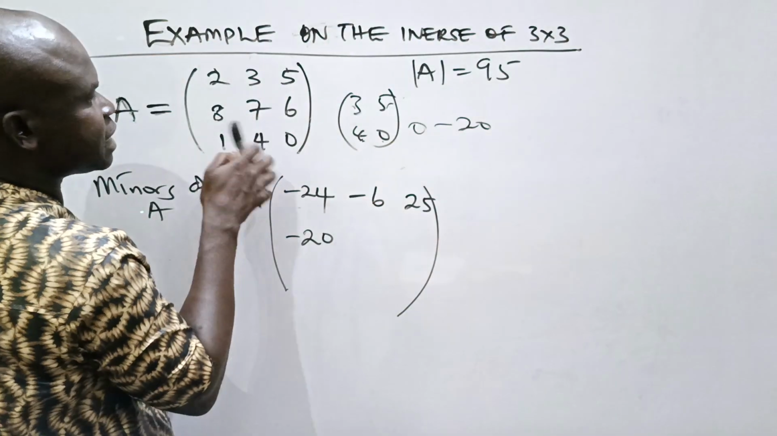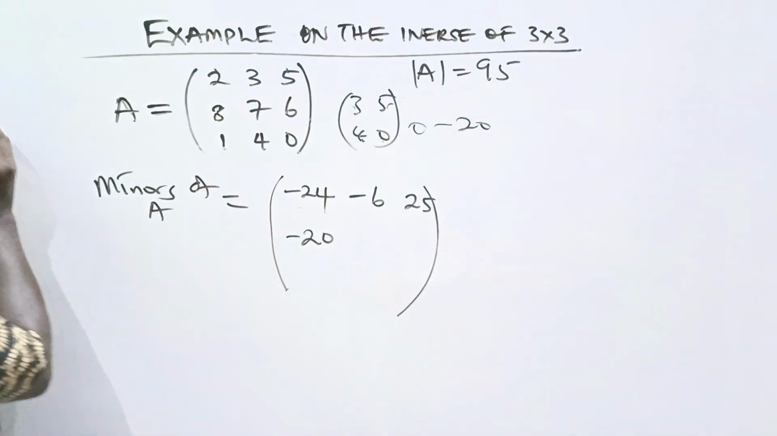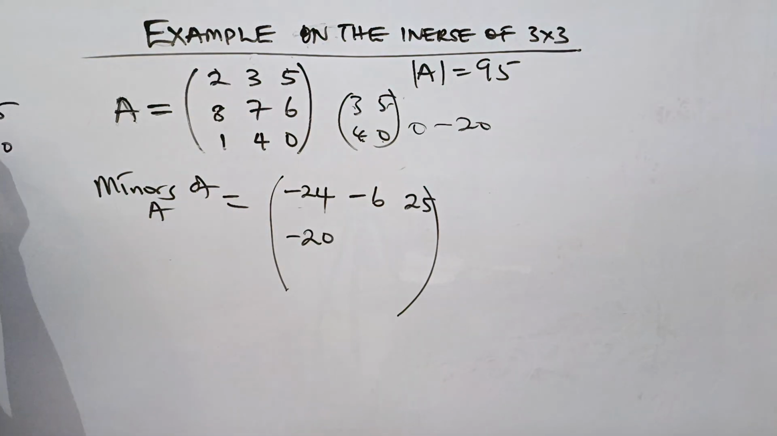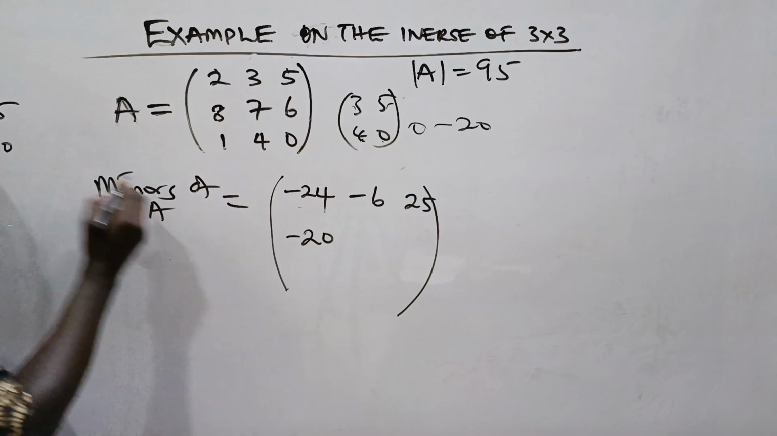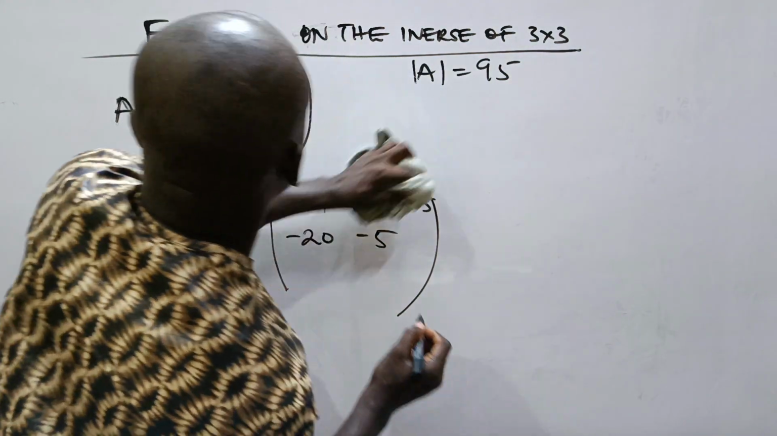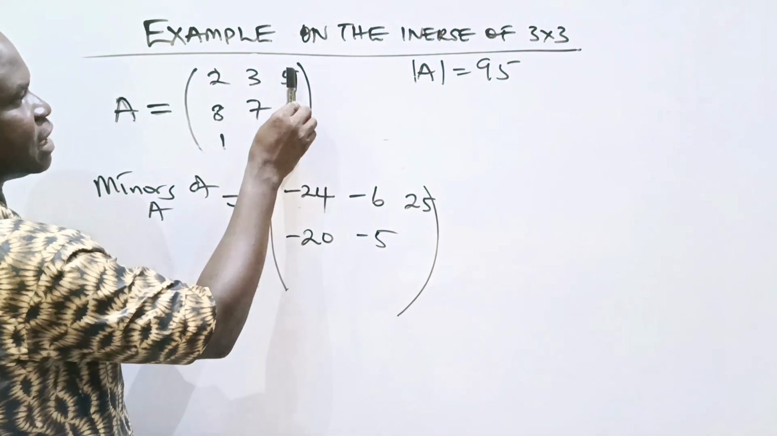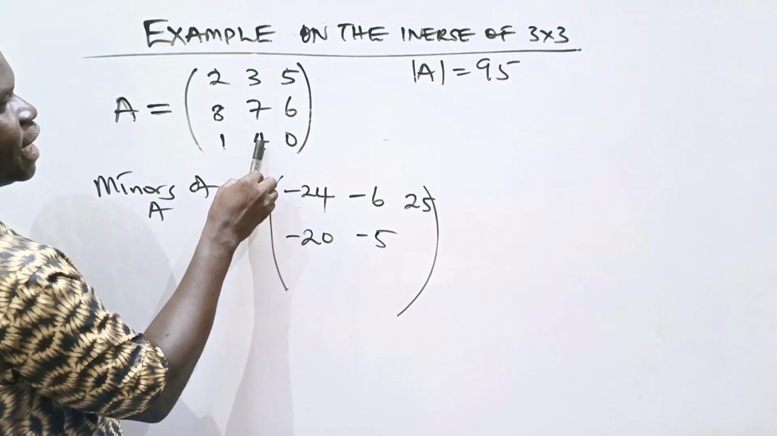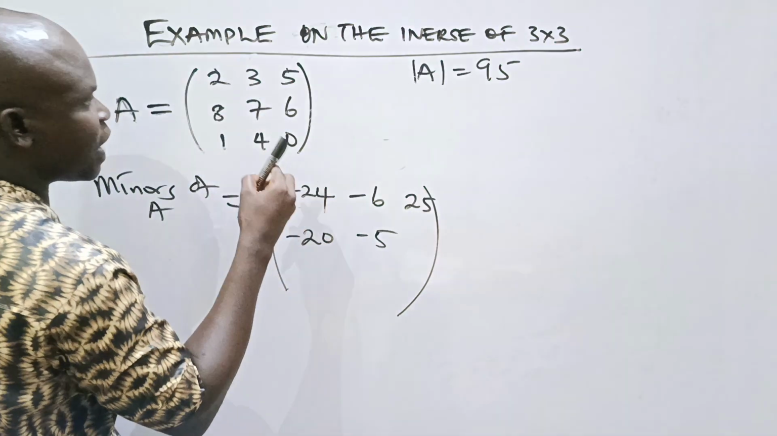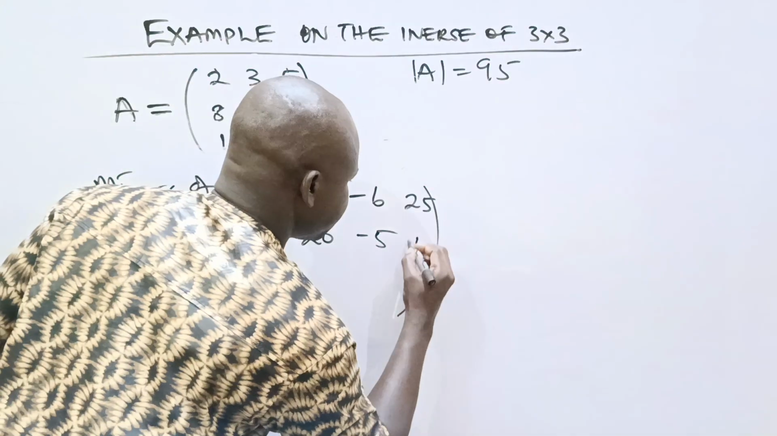If I come to 7, 7 is second row, second column. What I will have left there will be 2, 5, 1, 0. 2 times 0 is 0, minus 5, minus 5. I will repeat the process for each of these. If I want to find the minor of this 6, I pretend as if I cover this and this. I'm going to have 2 times 4, 8, minus 1 times 3. 8 minus 3 is 5. So here will be 5.